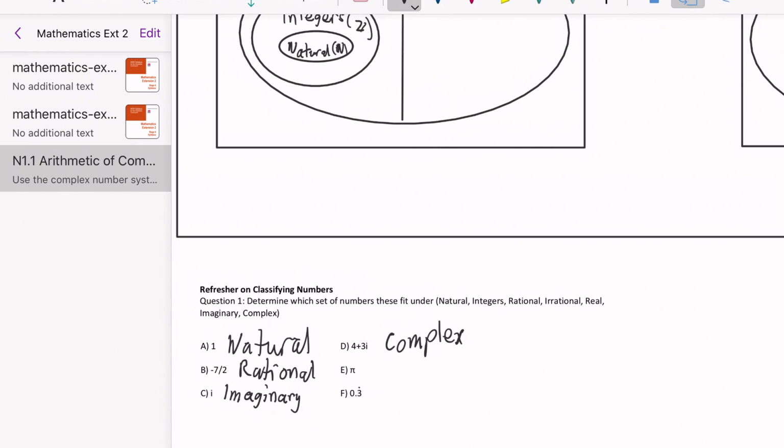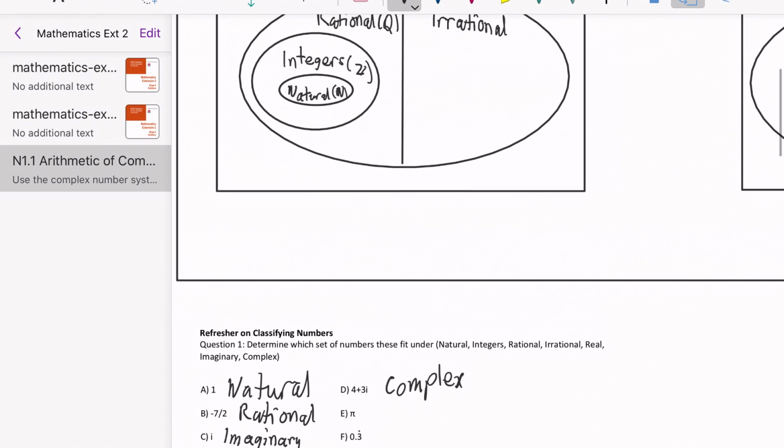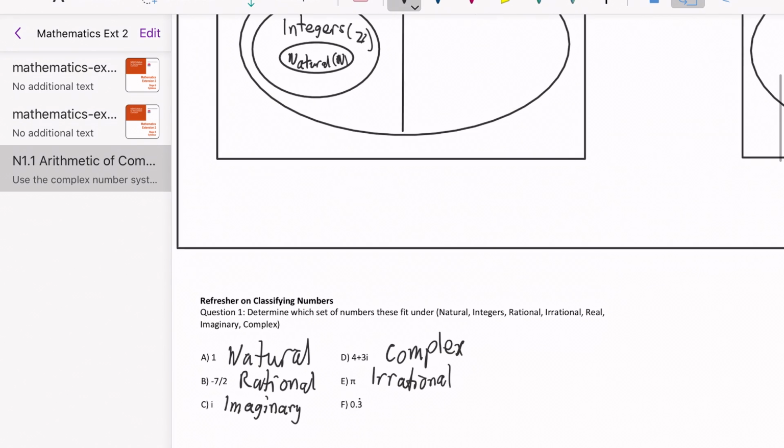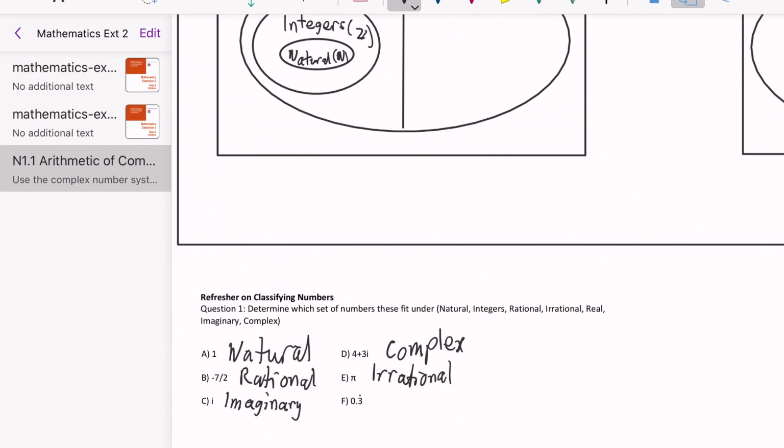e, we have pi. Pi is irrational. Another term which we can use to describe pi and e and other numbers like them is transcendental. And finally, we've got 0.3 repeating. This can be written as a fraction, so it is a rational number.